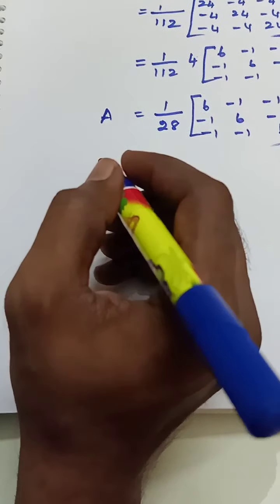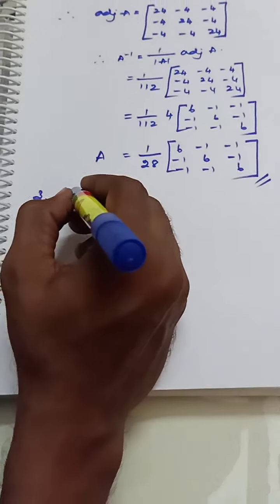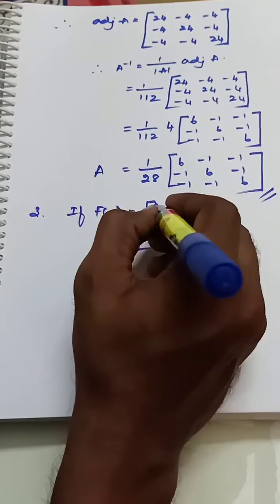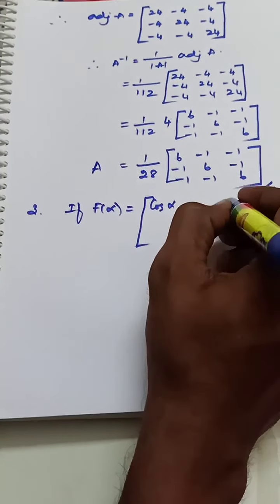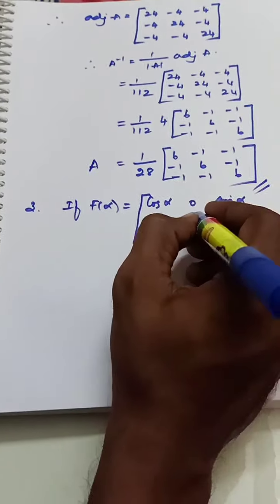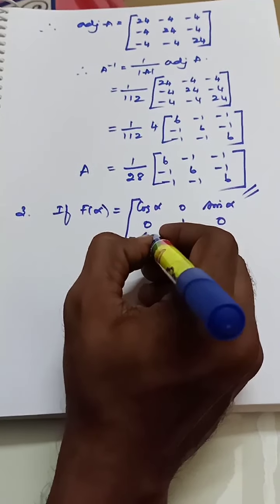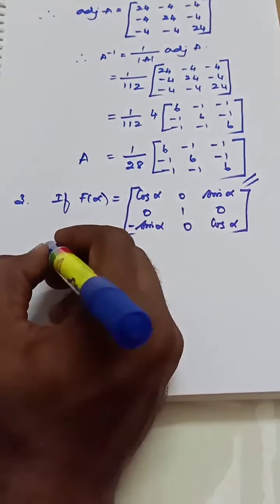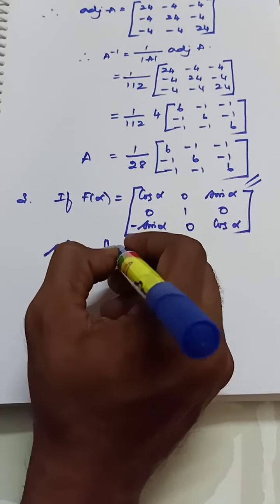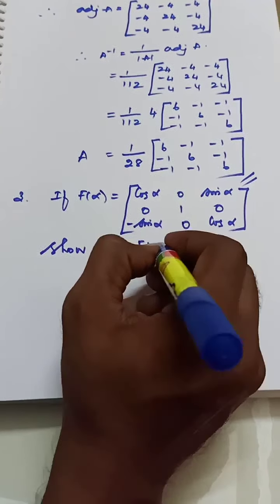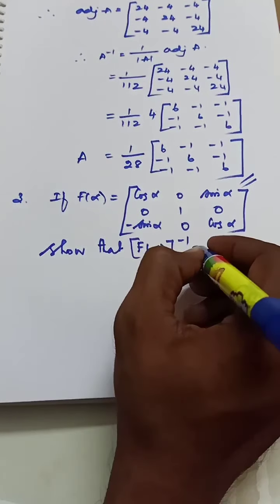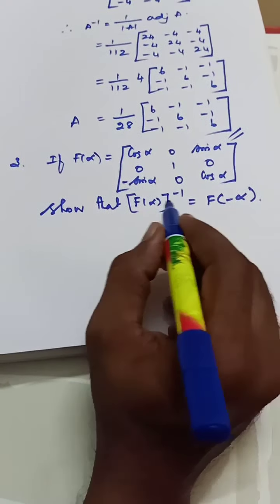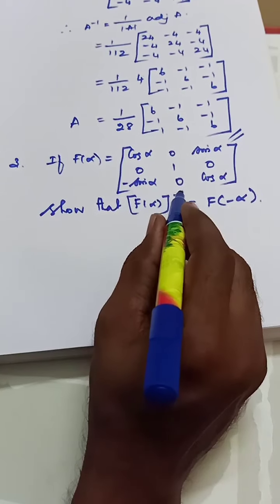The next one will be the third question. Our third question is very simple. If f of alpha is cos alpha, 0, sin alpha; 0, 1, 0; minus sin alpha, 0, cos alpha, you have to show that f of alpha inverse is nothing but f of minus alpha. So the question itself has the answer. What you have to prove is that f of minus alpha is nothing but f of alpha inverse.